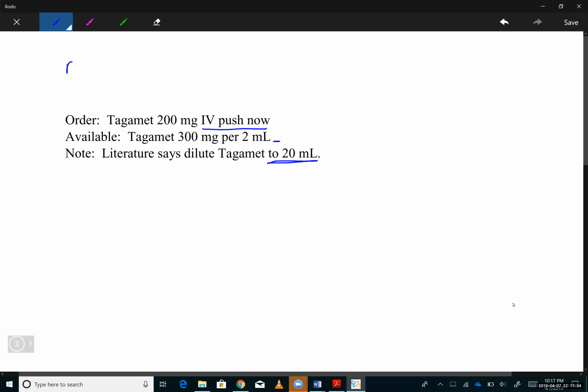So our answer is going to be in milliliters. We have 2 mLs that contains 300 milligrams. The top of our next fraction needs to have milligrams. We are ordered to give 200 milligrams. I'm going to put that over 1. When you multiply across the tops, you get 400. 300 times 1 is 300.